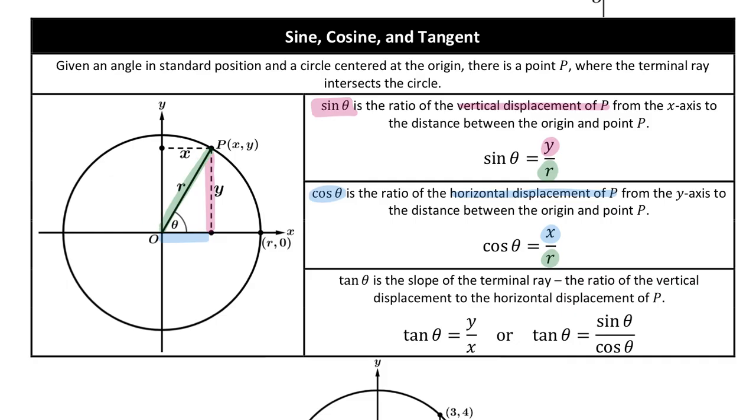Last but not least, we have tangent. Tangent is defined to be the slope of the terminal ray. We're going to highlight that one. The slope of the terminal ray. Since it's a slope, it's a rise and a run. And since rise and run represent the vertical displacement divided by horizontal displacement, we can define tangent to be y over x. Vertical displacement divided by horizontal displacement. Or, more appropriately, tangent of theta is equal to sine of theta over cosine of theta.